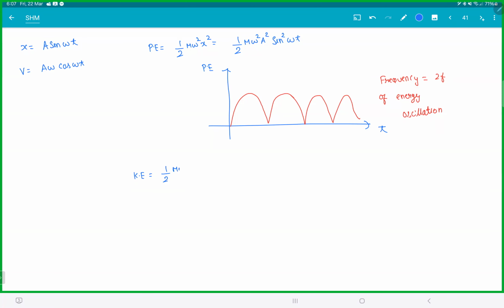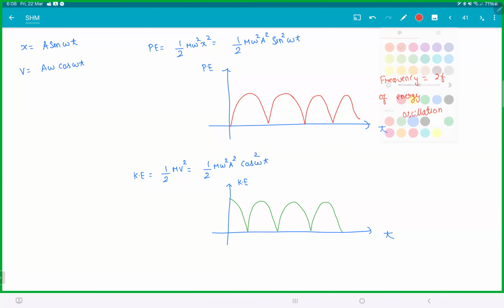This one is half m v square. This will be a cos function. That's a good question. Find the energy oscillation. You will see this in multiple places. This will be a cos square function. So basically, you reach the peak here at T by 2. This is T. So the periodicity has become half. Have a look at this.